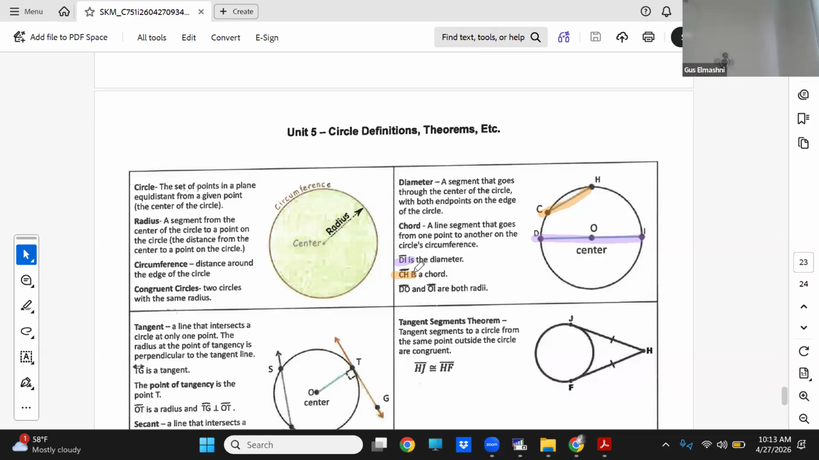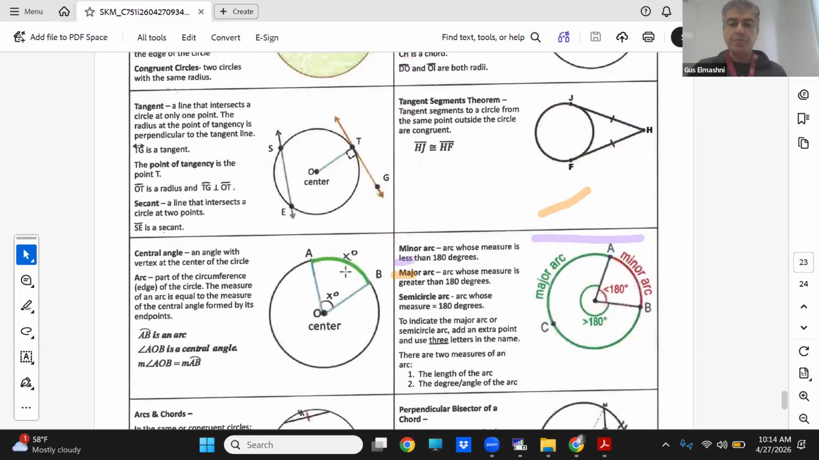Again, sometimes the chord could be the diameter, right? So, of course, DO and OI are radii, and you don't say radiuses, it's weird. Radii is the plural of it. So, just something to keep in mind. Okay, so just so you know, that's what a chord is. And you might forget these definitions after today, but we're going to keep reminding you of it often over the next 2 or 3 weeks.